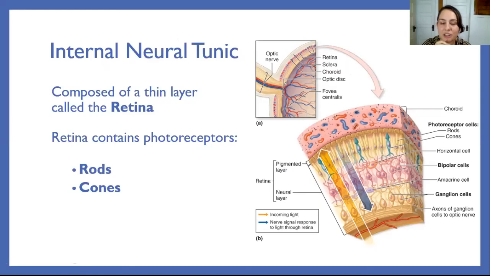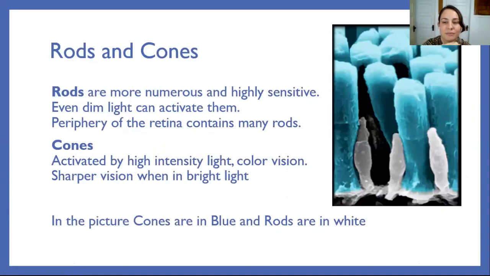Now, where we actually have sight from, it's from the retina, also called the internal neural tunic. Now, the retina is a pretty thin layer, but it's very important because it contains the photoreceptors called rods and cones. Now, these are all just layered in, and they're bringing in all of that light that comes into the eyeball. It reaches these photoreceptors.